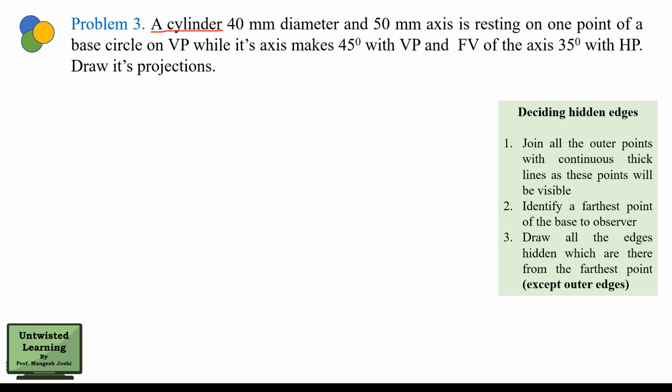A cylinder of 40 mm diameter and 50 mm axis is resting on one point of a base circle on the vertical plane. In the previous two problems which we have solved, it was lying on HP. Now in this case you are resting on one point on the vertical plane. So which view will show its true shape? The answer is vertical, that is the front view. Okay, so in this case we have to start with the front view first.